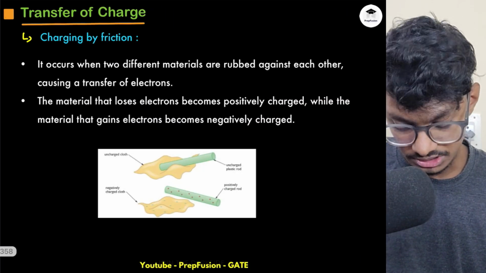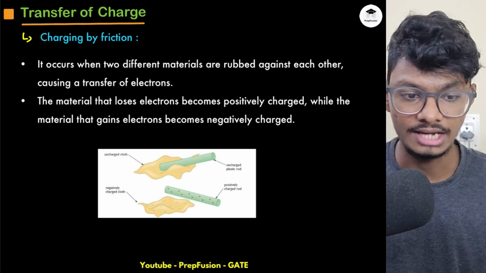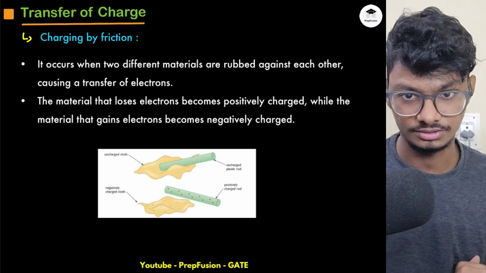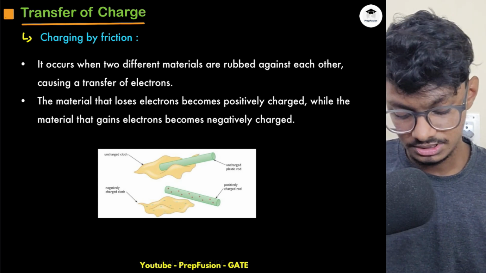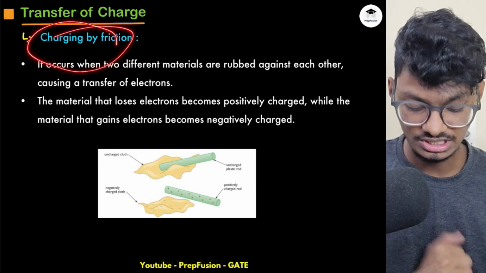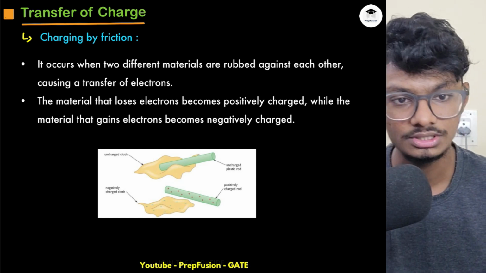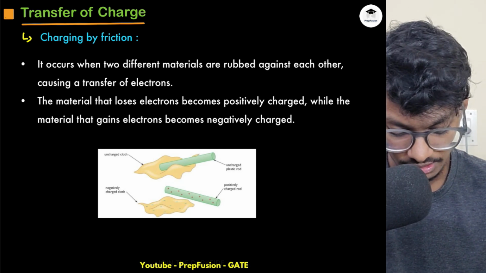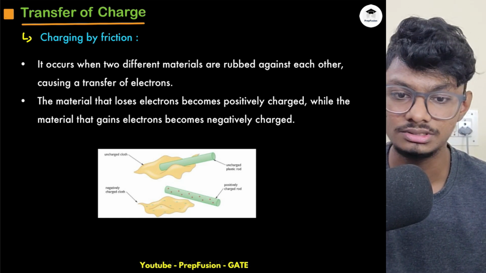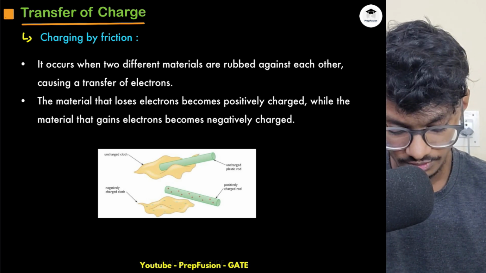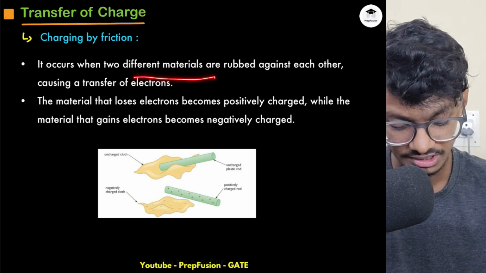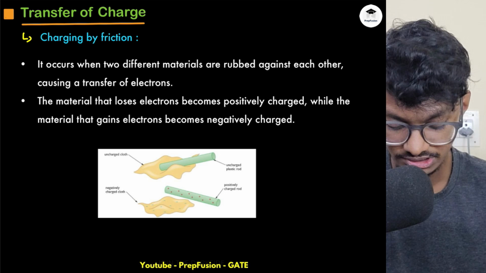Okay, now let's come to the transfer of charge, basically how our charge is transferred. So charge can be transferred by 3 methods. First method is charging by friction. This actually doesn't happen in metals, this mainly happens in insulators. It occurs when two different materials are rubbed against each other, causing a transfer of electrons.